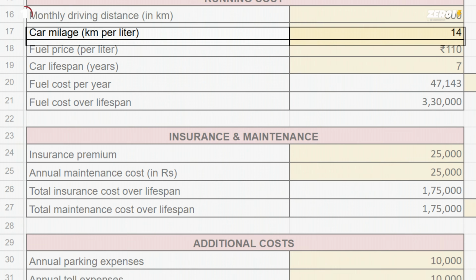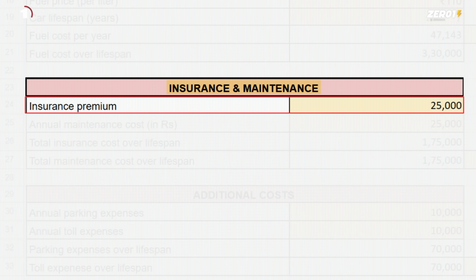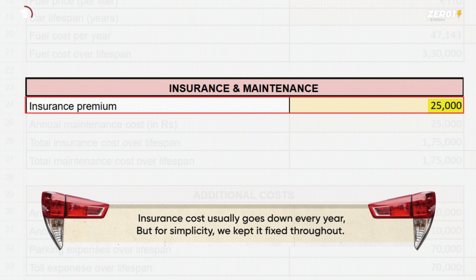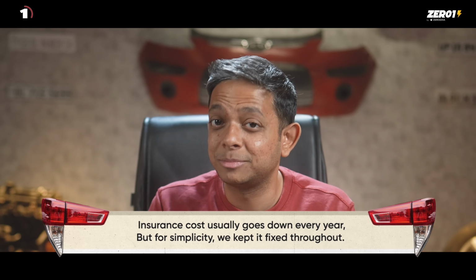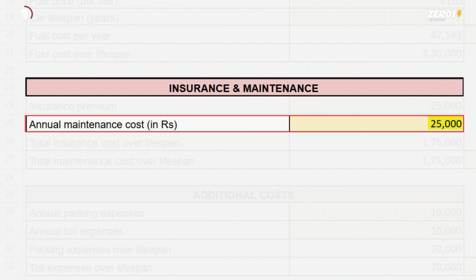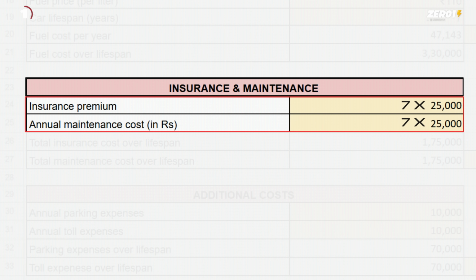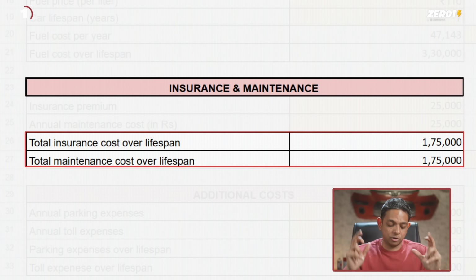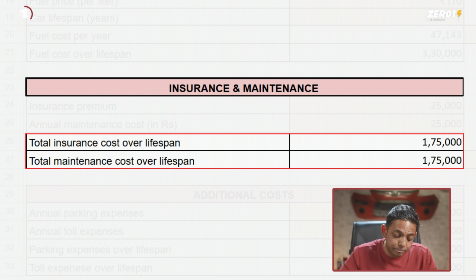Now let's move on to the part we all hate, but we must do because the government says we must, which is insurance and maintenance. So the insurance premium is 25,000 rupees. Please make sure you try to get a zero-depreciation insurance because it's really, really useful. Don't just get a third-party insurance. The annual maintenance cost, let's say, is about 25,000. Then you take these two numbers and multiply them by 7 years to get your lifespan cost. So that is 1,75,000 plus 1,75,000.